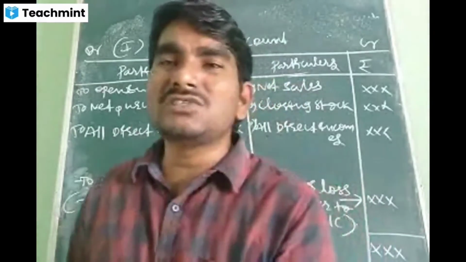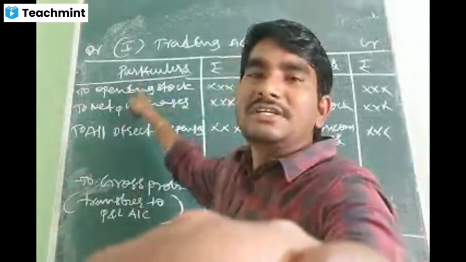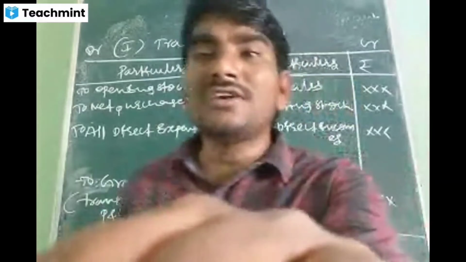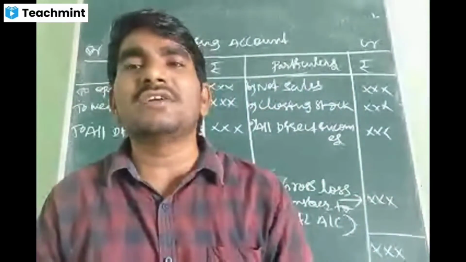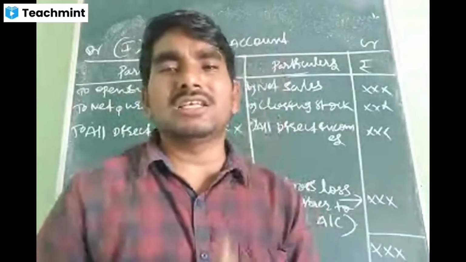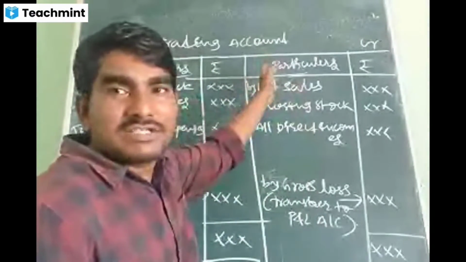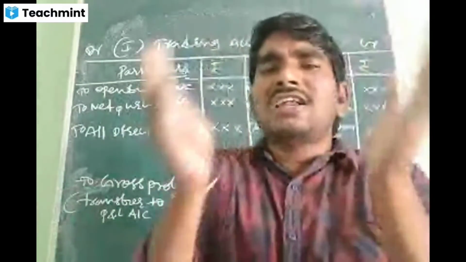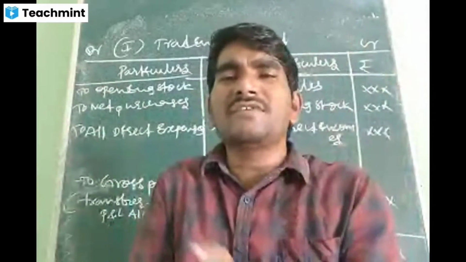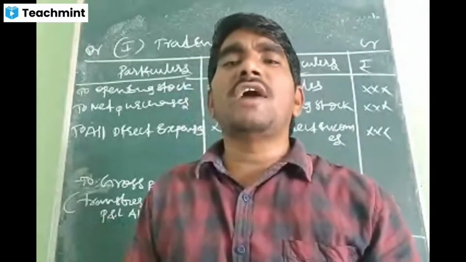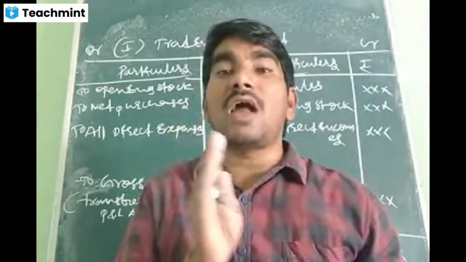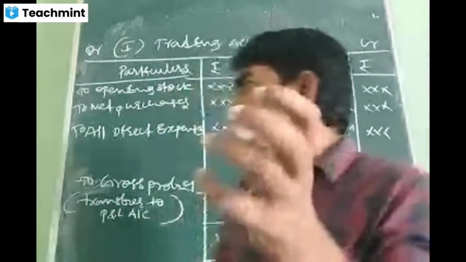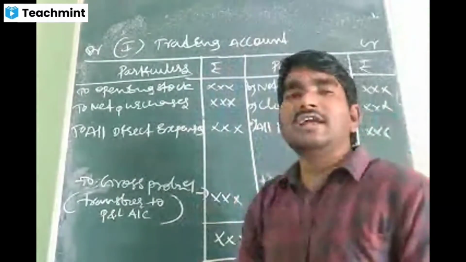The expenses and losses will be taken on the debit side of the trading account. And the incomes and gains will be considered on the credit side of the trading account. Whenever we consider all types of direct expenses and all types of direct incomes, after that we should calculate whether a gross profit or a gross loss arises. That kind of information we get in the preparation of the trading account.